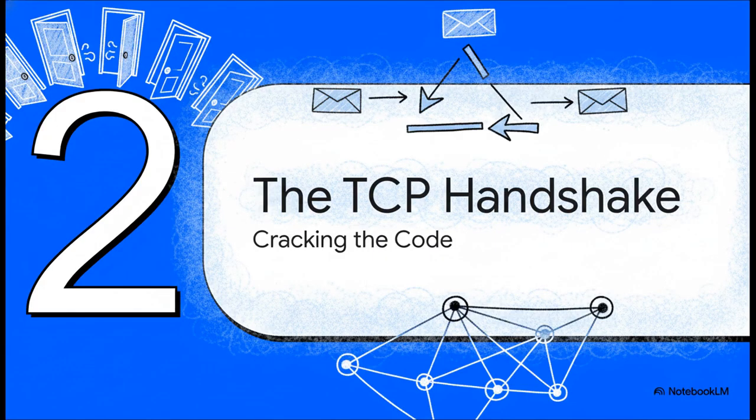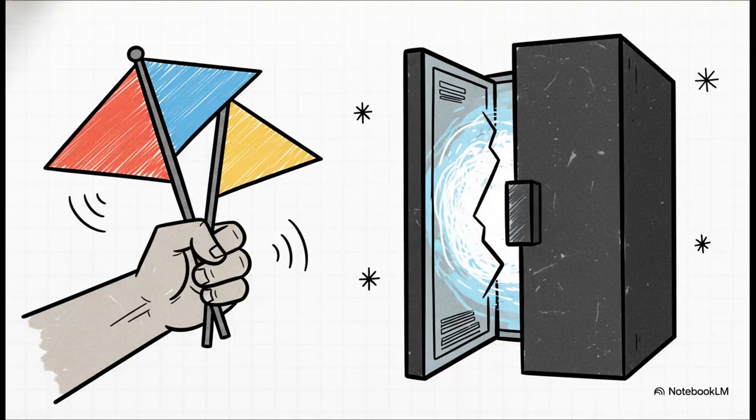Moving on to Section 2, cracking the TCP handshake. Before we can start knocking on those 65,000 doors, we really need to understand the foundation, the actual language that computers use to talk to each other and establish a connection. Think of TCP flags as the literal vocabulary words devices use to signal their intent.